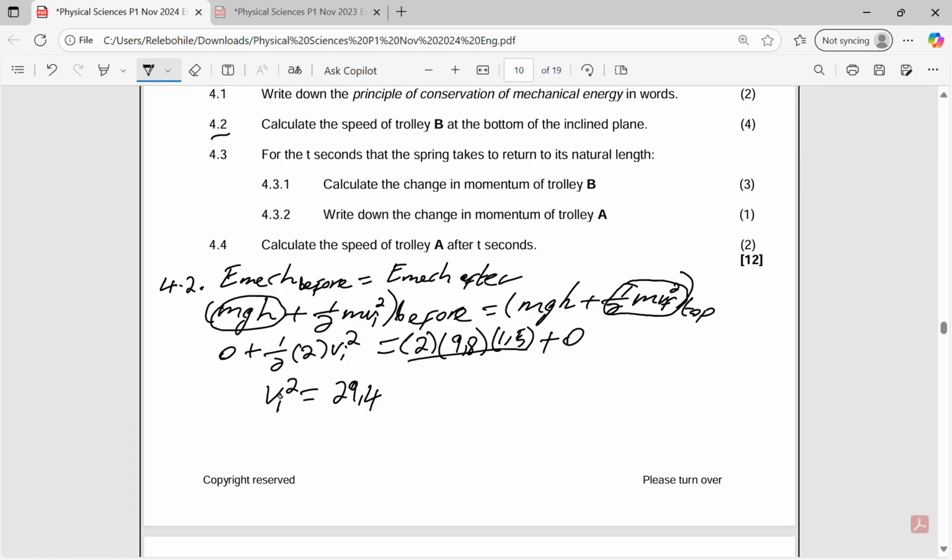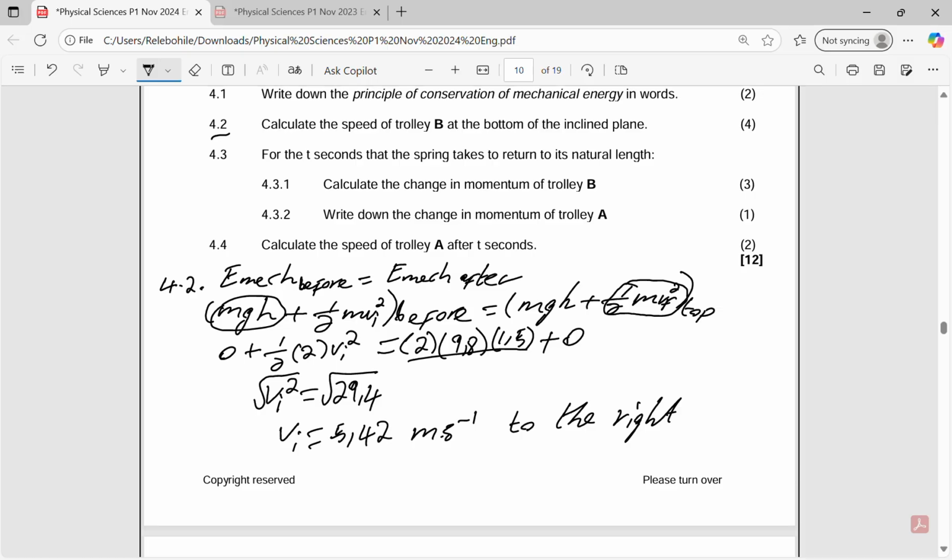29,4. And then because I'm solving for the v and it's squared, I'm just going to square root both sides to remove this exponent of 2, and I will have v is equal to, if I put this under a square root, let's see what I get. The answer I get is going to be equal to 5,42 meters per second. And we'll see here to the right, yeah, it's going to move to the right, and that's how we'll answer 4.2.